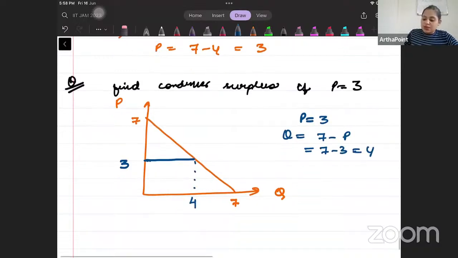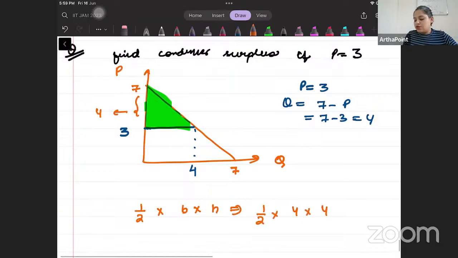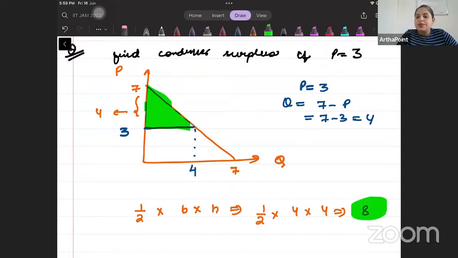What is consumer surplus, beta? This is consumer surplus. So consumer surplus is the area of this triangle, half into base into height. This height is also 4. So half into 4 into 4, that means 8. So your consumer surplus in this case will be 8. Okay.